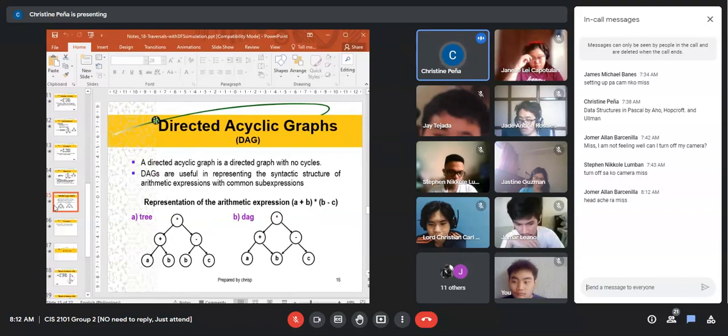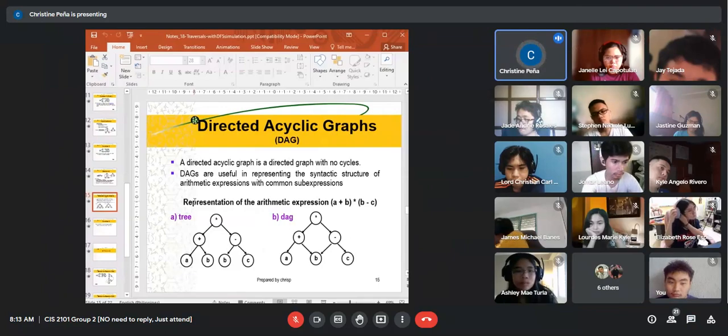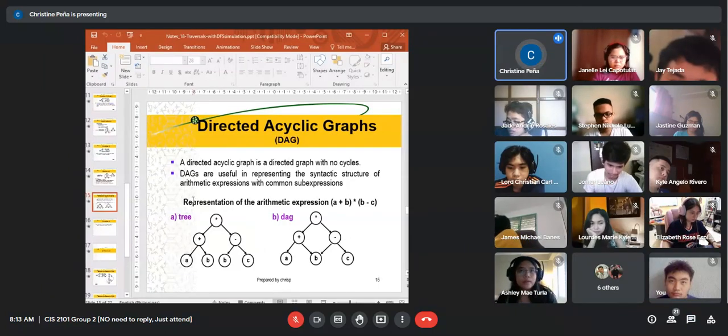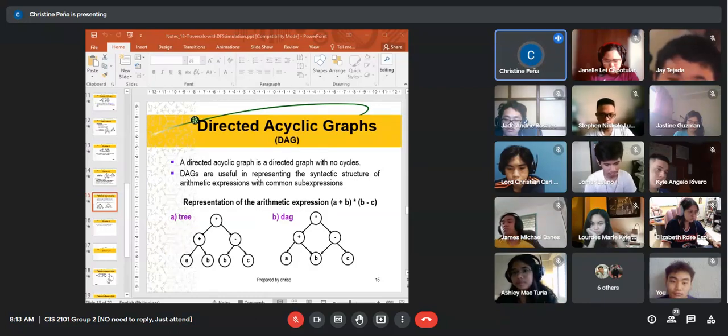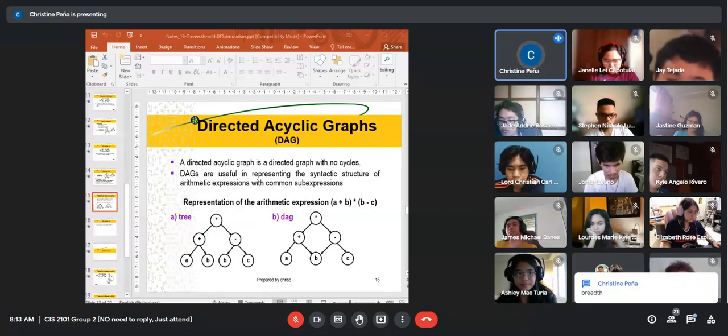It's about one slide only. Next is the minimum cost spanning tree. It is similar to BFS, breadth first search. DFS goes deep, while BFS goes wide, so it is width. Breadth: B-R-E-A-D-T-H. Breadth, not breath.